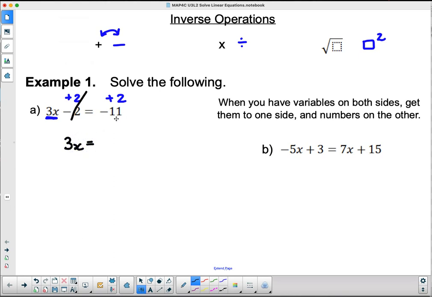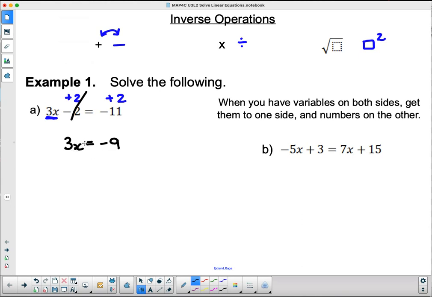And on this side, I have a negative 11 that I'm adding 2 to. Don't forget your integer operations. These two positives are going to cancel out 2 of those negatives, and I'm left with 9 negatives. So now my goal of getting the term with x in it all by itself has been completed. And now I just need to get this x by itself.